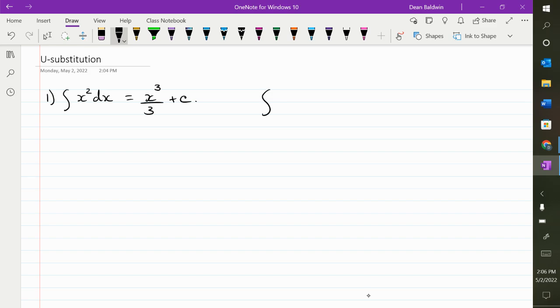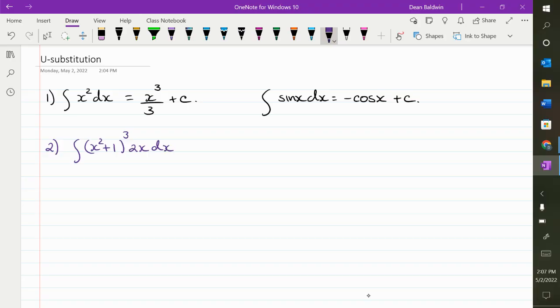Or even, if you want, we can do sine of x dx. The antiderivative of sine is negative cosine x plus c. Very straightforward functions. The next level is when you have composite functions. If you remember what a composite function is, it's a combination of functions inside of one another.